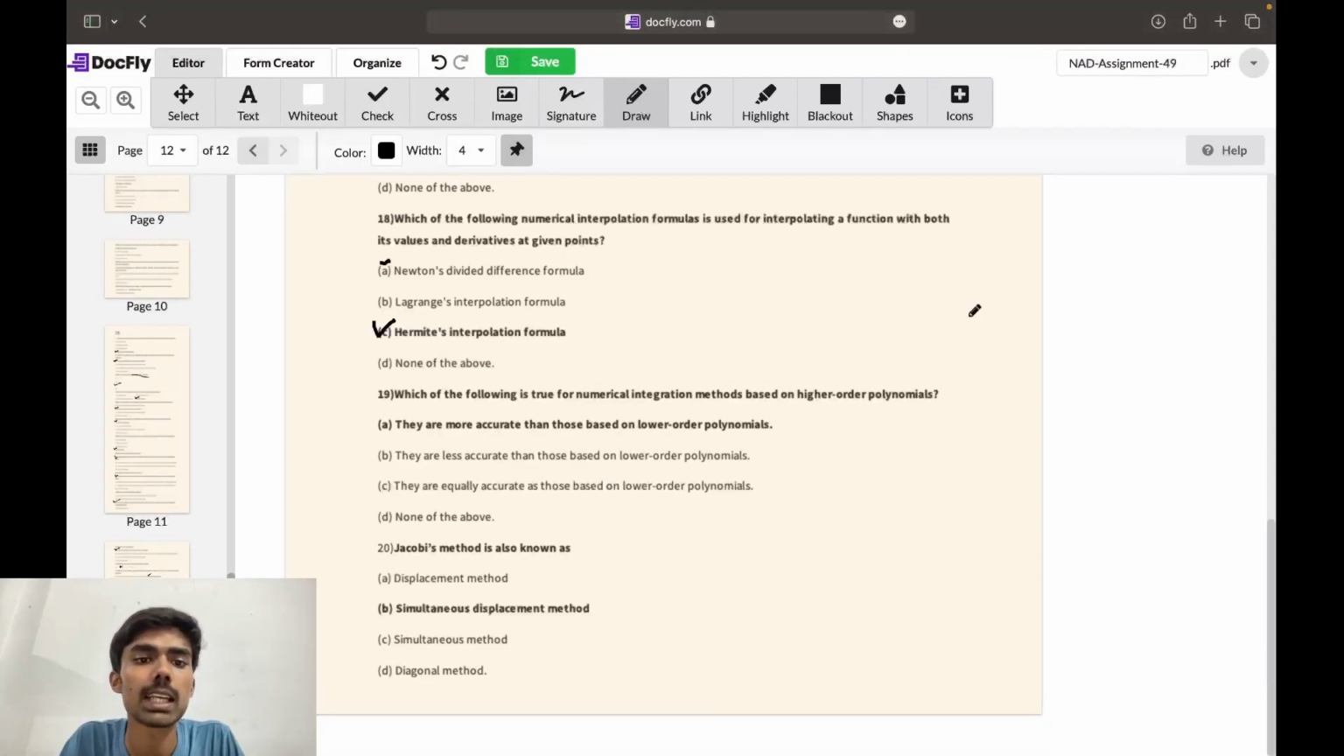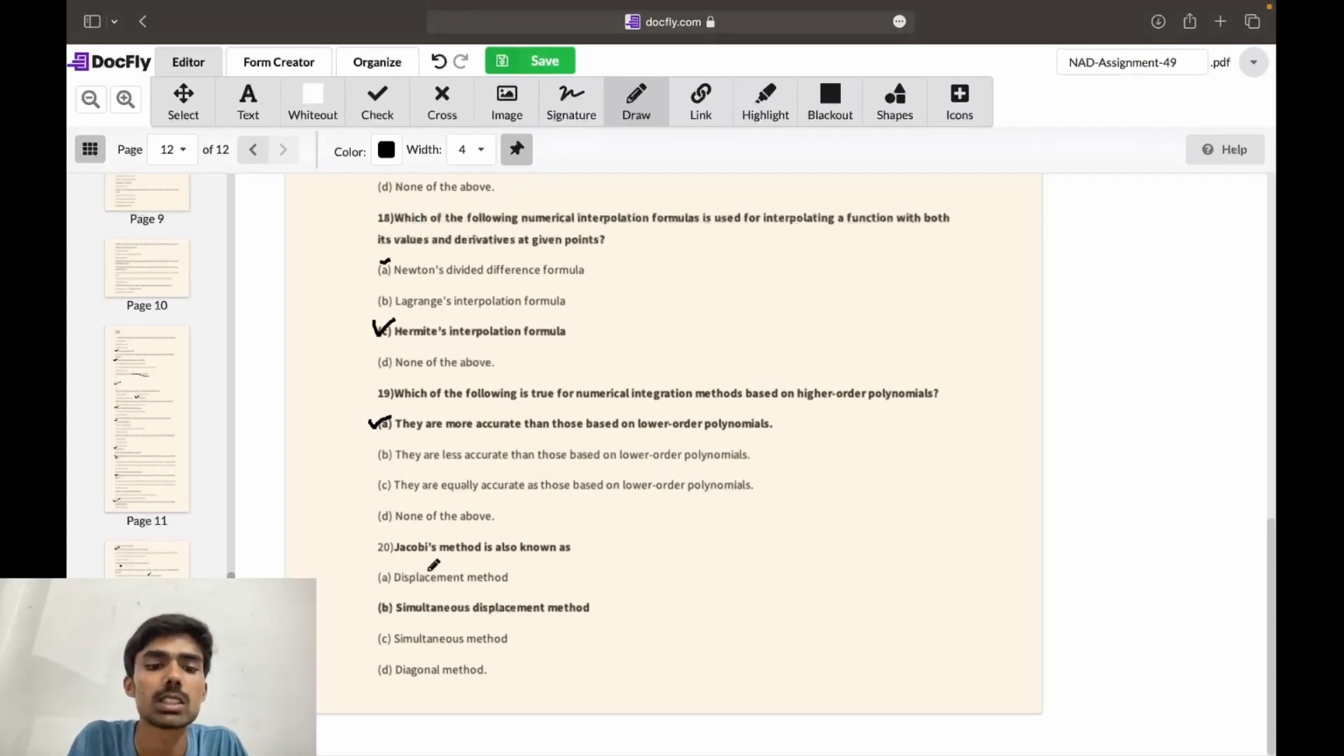Here for question number 19, we have: which of the following is true for numerical integration methods based on higher order polynomials? As discussed in one or two earlier questions, higher order means more accuracy. So option A, they are more accurate than those based on lower order polynomials. So here A is the right answer.